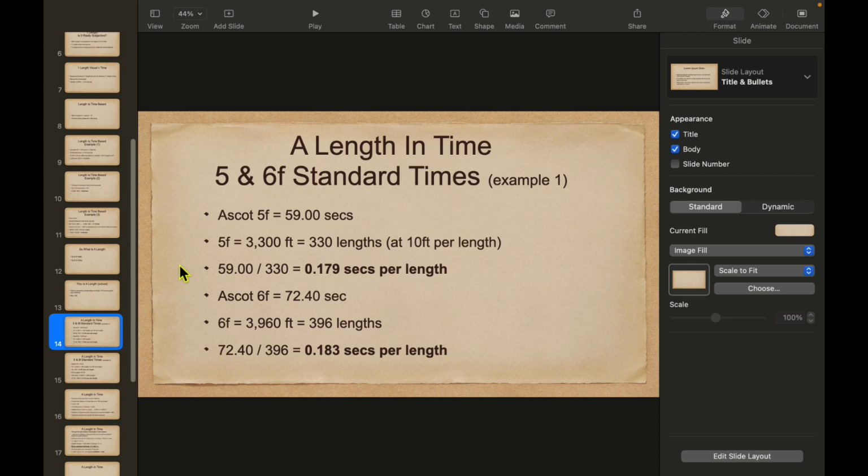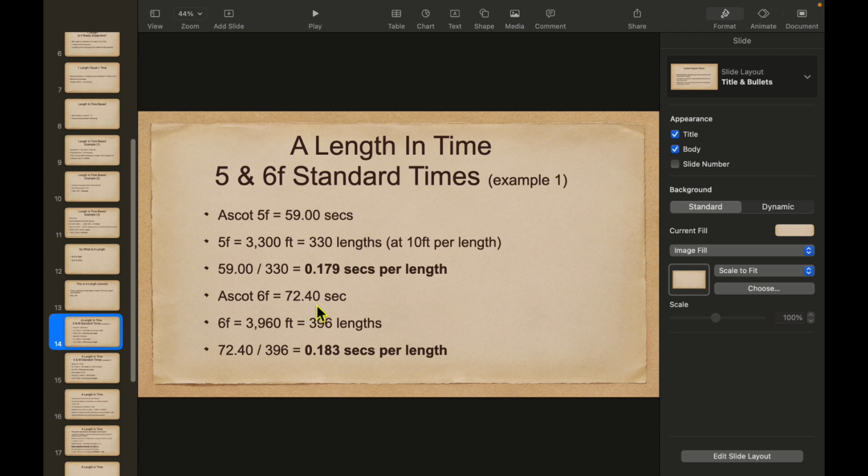I'm going to do the length in time over 5 and 6 furlongs based on standard time. This is example 1. Ascot, 5 furlongs, 59 seconds. 3,300 feet equals 330 lengths. So all we've done is knock a 0 off. We've divided this by 10, by the way. So it's 10 feet per length. So it's 59 divided by 330. And this is how long it takes a horse at Ascot to travel 10 feet, or one length: 0.179 seconds per length.